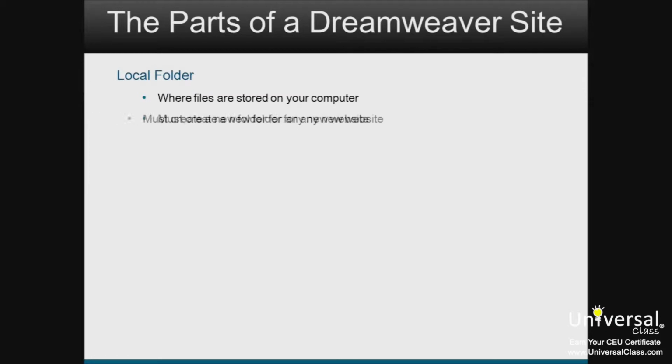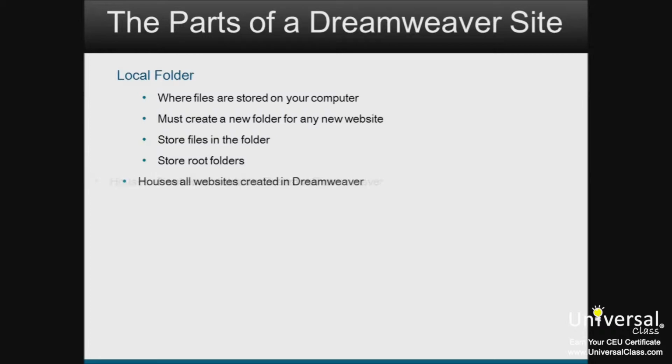The first thing that you need to know is that any typical Dreamweaver site has 3 parts. The local folder is where the files are stored on your computer. You must create a folder for any new website that you create using Dreamweaver, and store files for that website in the folder. You can also use your local folder to store root folders. Your local folder will house all websites that you create with Dreamweaver. Your root folder will house individual sites.